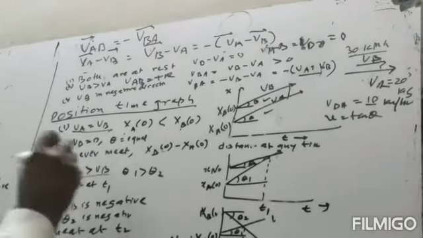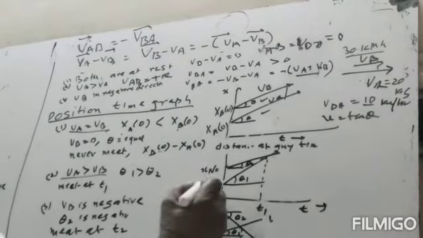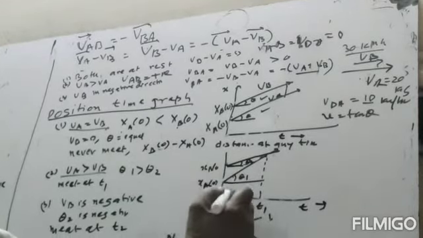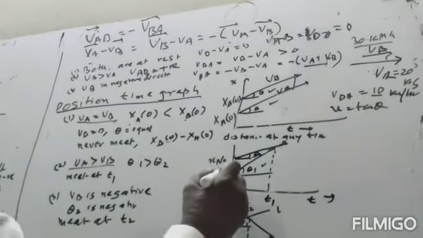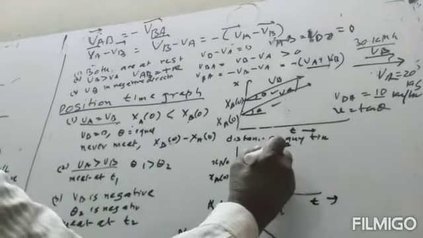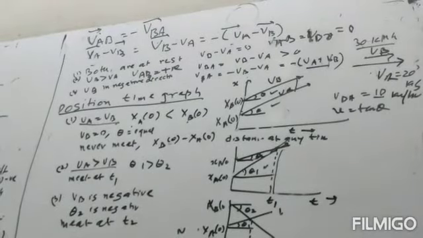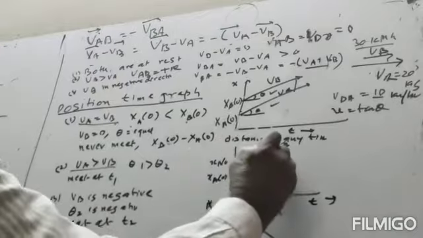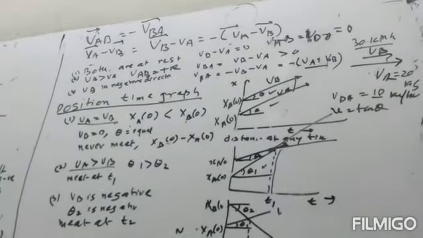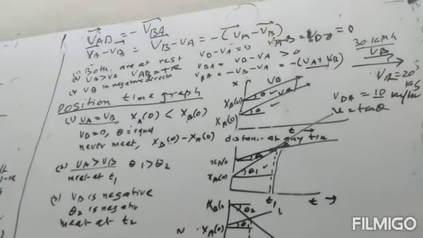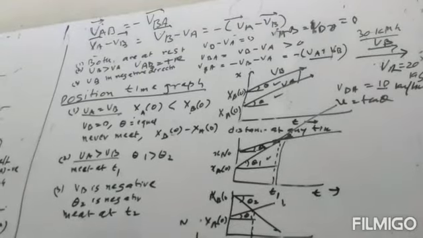Now if VA is greater than VB, so now this is VA, this angle is theta, VA is greater than VB means theta 1 is greater than theta 2. So if we draw it, then they will cross. So at t1 time they will cross, and afterward they will never cross. It will go this side, it will go this side. So at a particular time t1 both will cross and afterwards they will never cross.